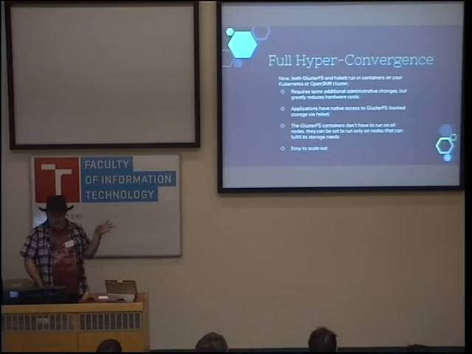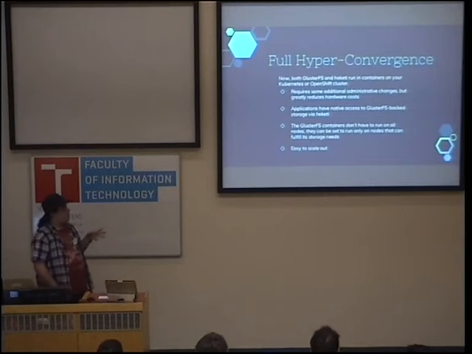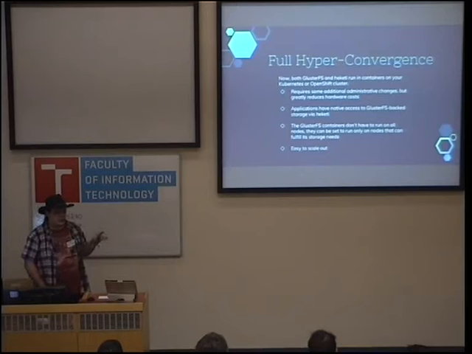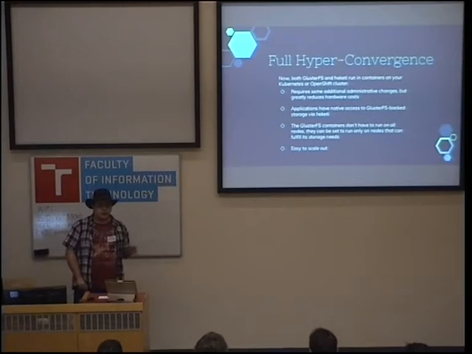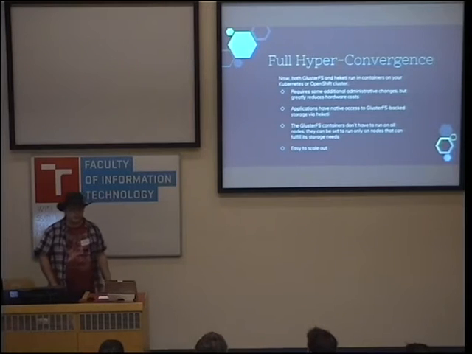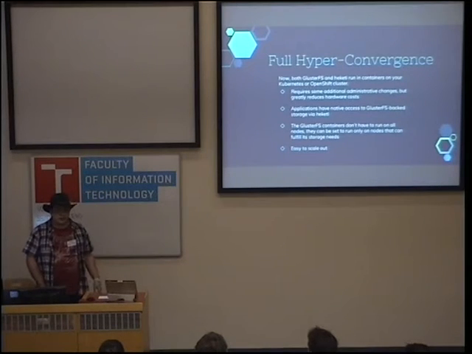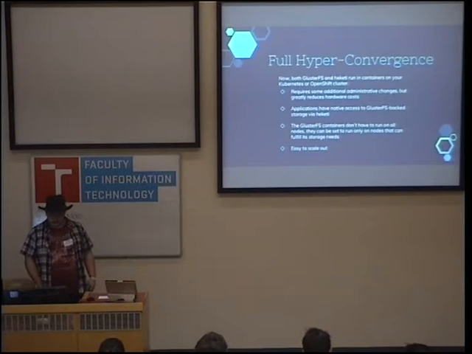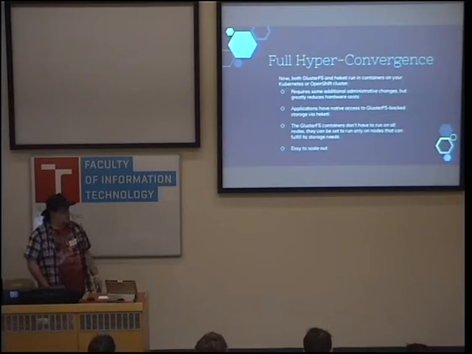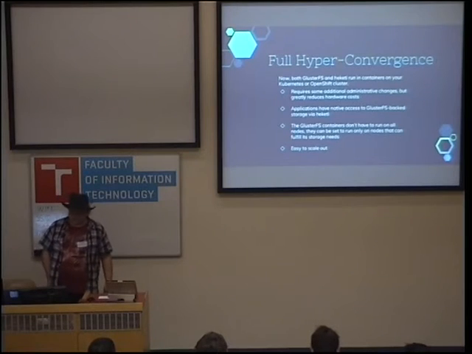Applications now have native access to GlusterFS backed storage via Heketi, and it's also fairly flexible in that the Gluster containers don't have to run on every node of your Kubernetes cluster. So if you only have a certain subset of nodes that you can add devices to, or that you want to add devices to, just spin the containers up on those nodes, and you can go from there. And in keeping with the promise of Gluster, this is relatively easy to scale out.